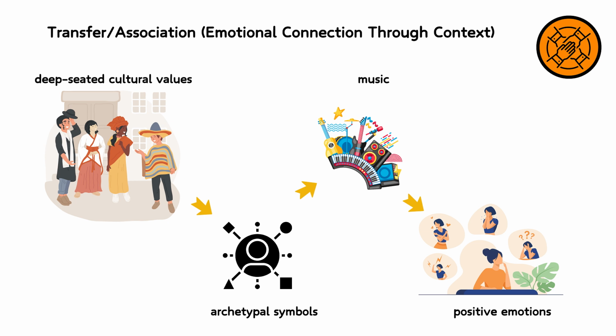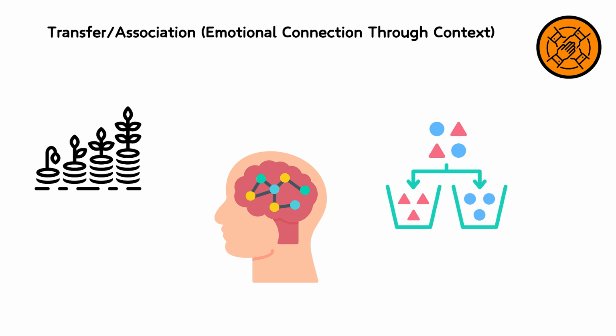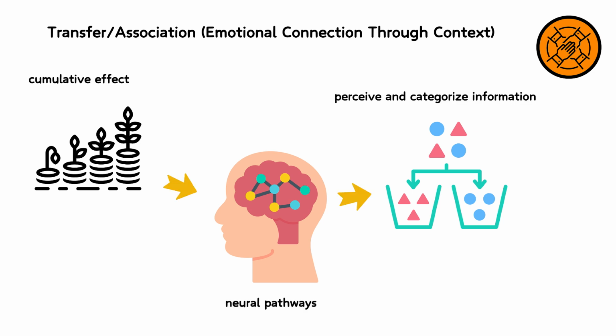The use of music, color psychology, and visual composition all play crucial roles in strengthening these associations. For instance, pharmaceutical commercials often show happy families in sunny settings, transferring positive emotions to their medications. What makes this technique especially powerful is its cumulative effect over time. Repeated exposure to these associations builds strong neural pathways in the brain, making the emotional connections increasingly automatic and difficult to consciously resist. The associations become part of how people instinctively perceive and categorize information.